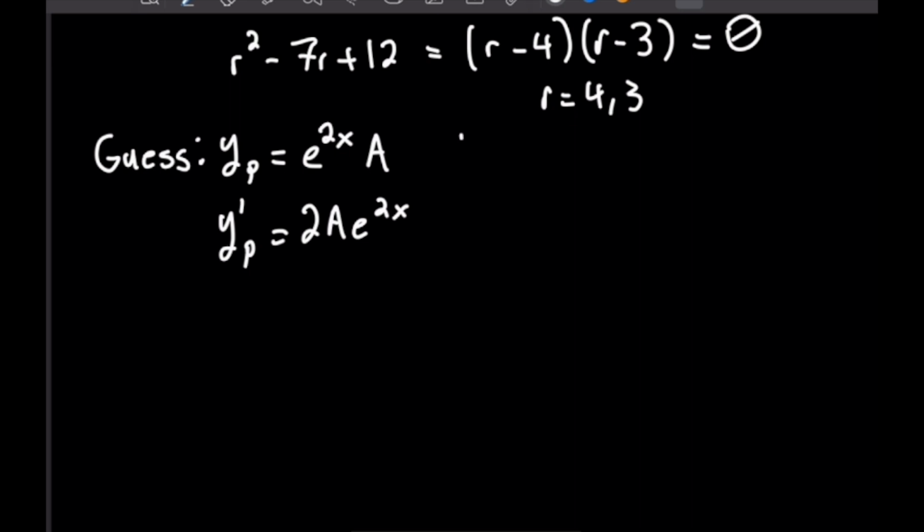And as you might imagine, if we take a second derivative, we'll get the same kind of action going on. So y double prime is going to be equal to 4a e to the 2x. This makes our substitution rather easy. So let's substitute these into our differential equation.